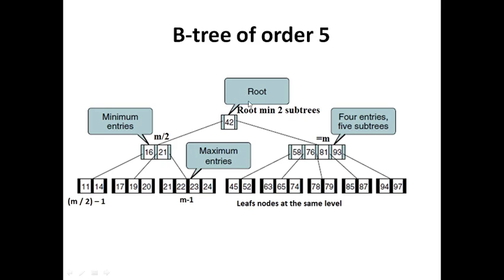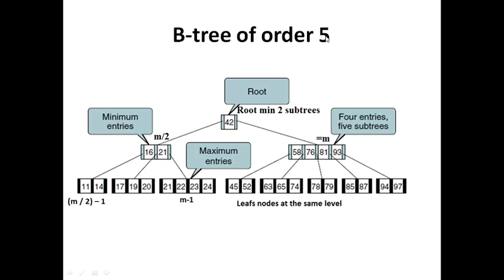So let us check whether this particular tree is a valid B tree. First thing is, the root has to have a minimum of 2 children. You can see that it has got 2 children. So the first rule is fulfilled. The root has got a minimum of 2 subtrees. Number 1.